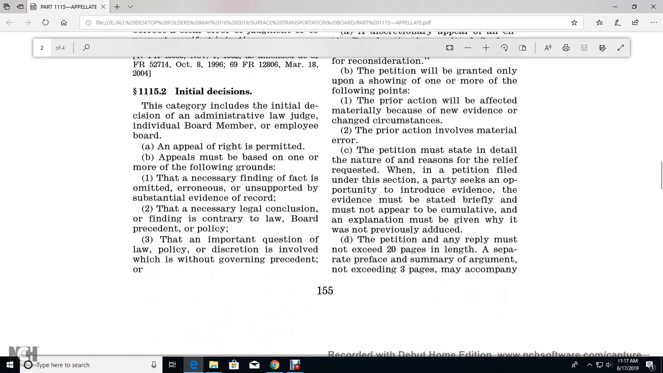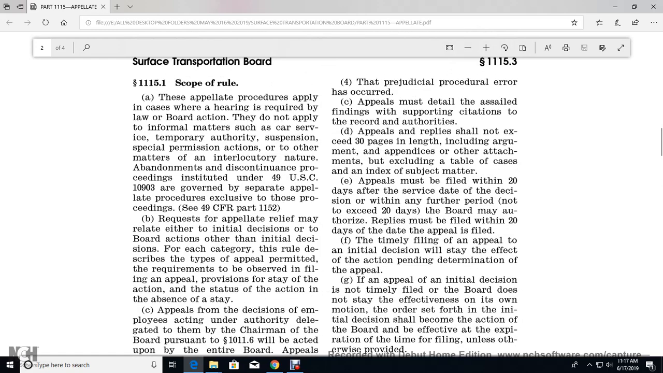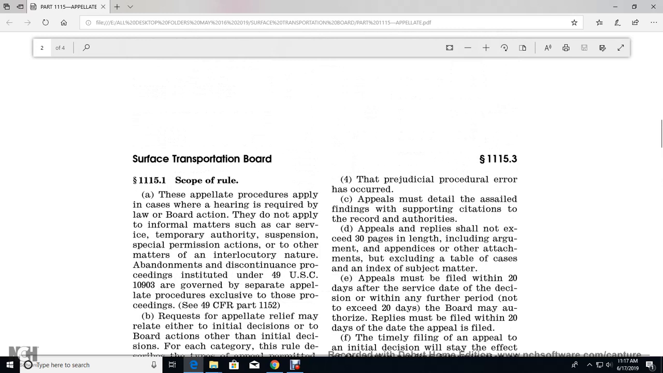1115.2, Initial decision. This category includes the initial decision of an administrative law judge, an individual board member, or an employee of the board. An appeal as of right is permitted, and must be based on one or more of the following grounds: a necessary finding of fact that is erroneous or unsupported by substantial evidence in the record; a necessary legal conclusion that is contrary to law, board precedent or policy; an important question of law or policy where discretion is involved without governing precedent; or a prejudicial procedural error that has occurred.